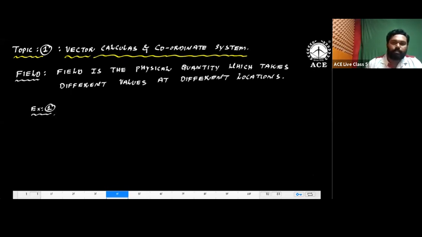Example number 1. Let us take the earth surface. Suppose I am holding this mass, I am experiencing the force. The force experienced by this mass is different at the different locations, isn't it? Strictly speaking, at the poles it is different, at the equator it is different. So at the different points on the earth surface, the gravitational force is different.